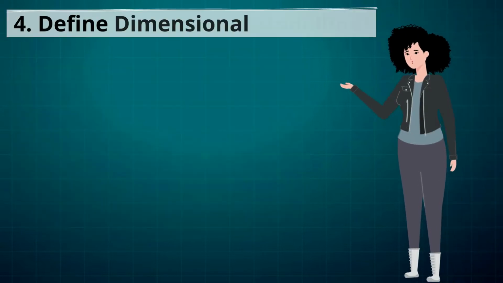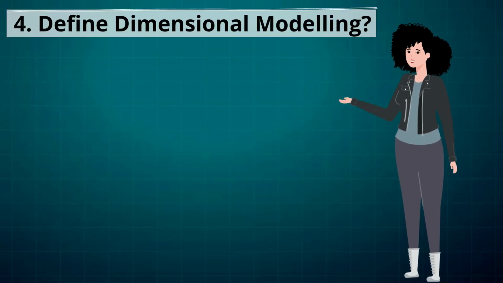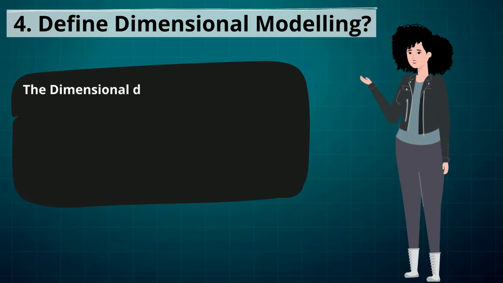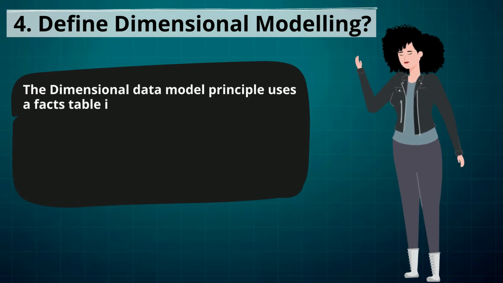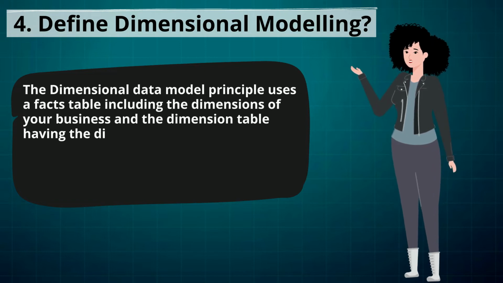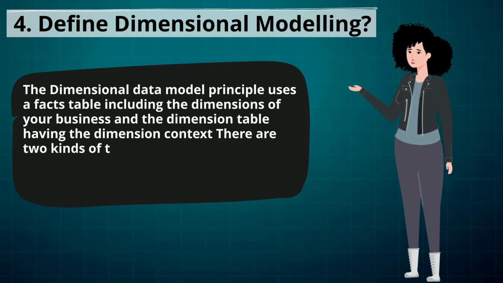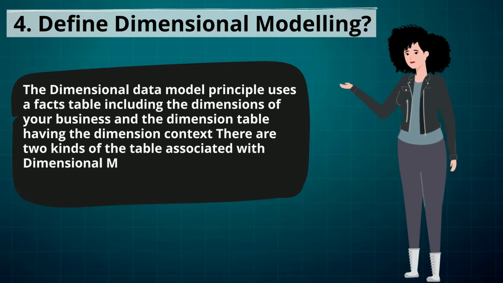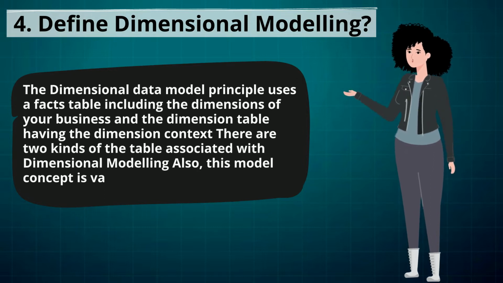4. Define dimensional modeling. The dimensional data model concept uses a fact table including the measurements of your business and the dimension table having the dimension context. There are two kinds of tables associated with dimensional modeling also. This model concept is different from the third normal form.